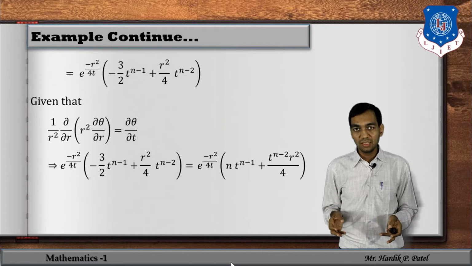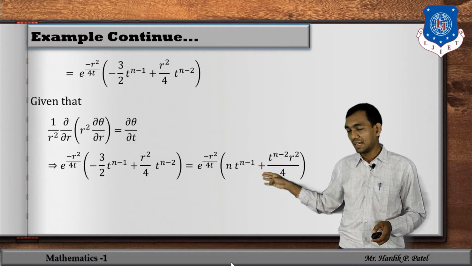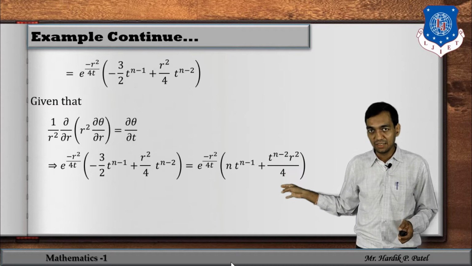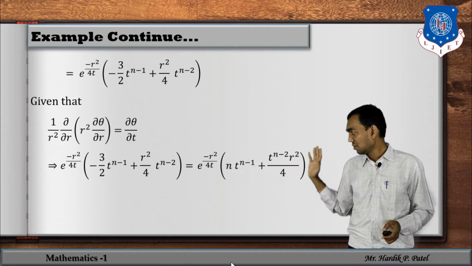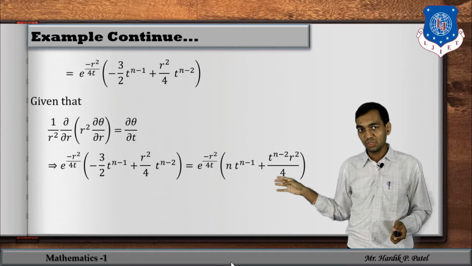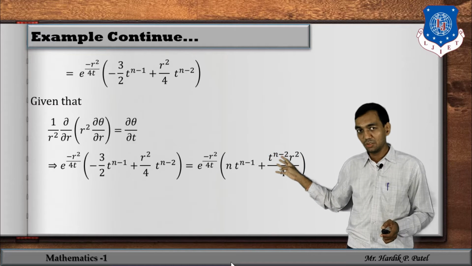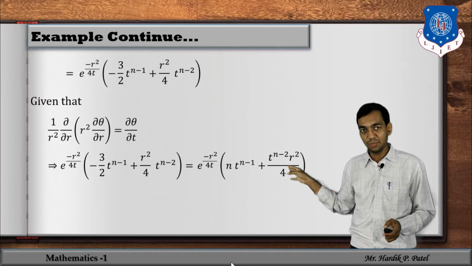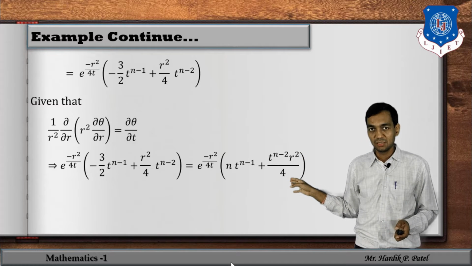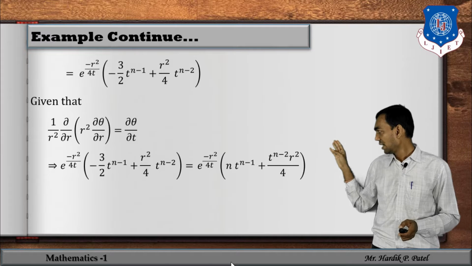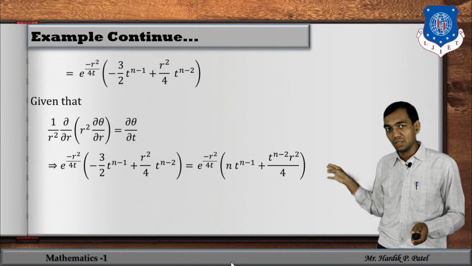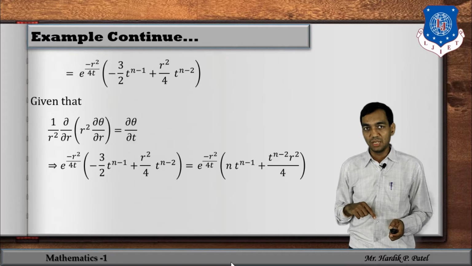Now we have been given that 1 upon r square del by del r of r square del theta by del r is the same as del theta by del t. So putting both values of left hand and right hand, we are going to compare them. That will give e raised to minus r square by 4t into the bracket minus 3 by 2 t raised to n minus 1 plus r square by 4 into t raised to n minus 2. This is the same as e raised to minus r square by 4t into the bracket n into t raised to n minus 1 plus r square by 4 into t raised to n minus 2.